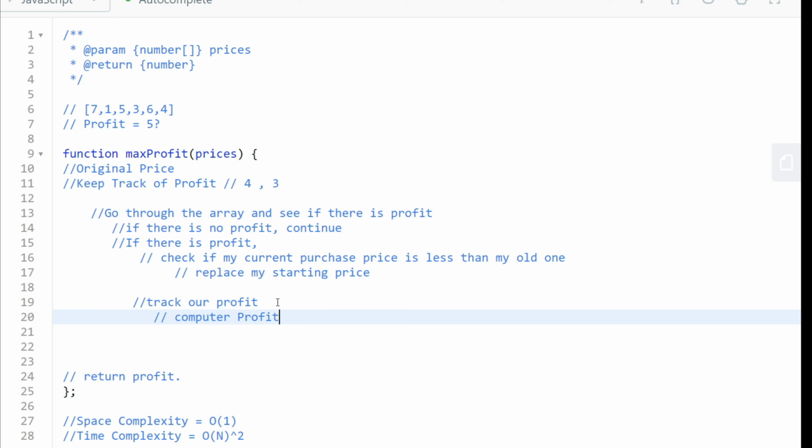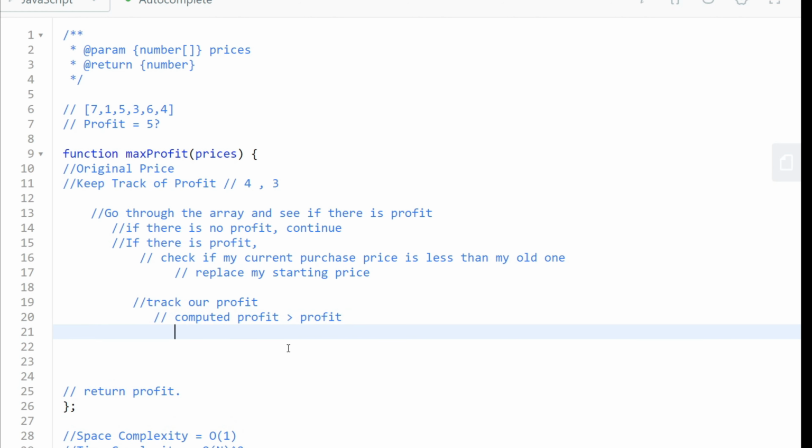is the computed profit, which is 1 and 6, right? Is that more than 4? Is our computed profit greater than the old profit? If it is, track it. Cool. If we continue with this particular algorithm, we stop here. We have to make sure we stop here before that array ends. So I think this does solve the problem.